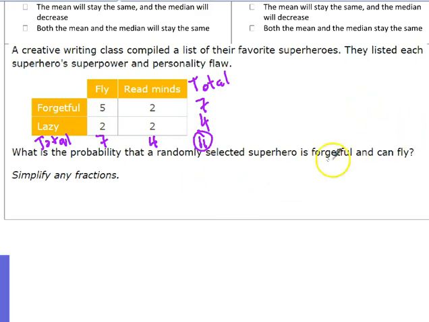What's the probability that a randomly selected superhero is forgetful and can fly? Well, for that, I need the number that satisfy this condition divided by the total. The number that are forgetful and can fly is 5, so this is 5 over 11. And you can state that as a percent instead.